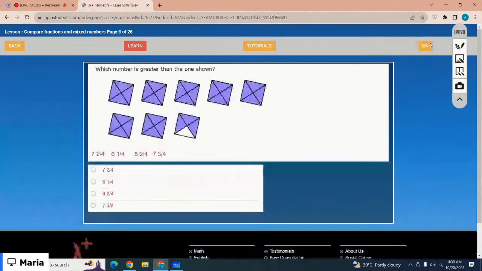Which number is greater than the one shown? 1, 2, 3, 4, 5, 6, 7. 7 whole 3 over 4 is shown, right? So which is greater than 7 whole 3 by 4? Very good. The only one is 8 whole 2 over 4.